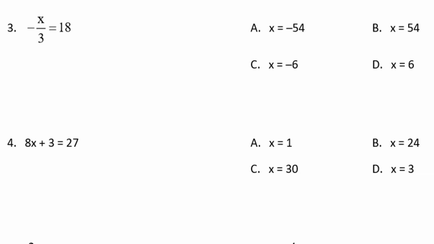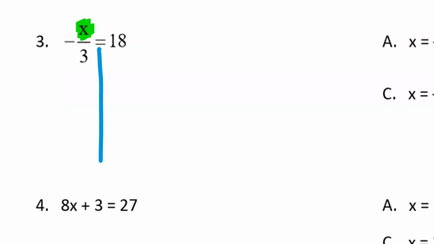Number 3. Okay, same thing. We are still solving for x. So I'm going to put my boundary in. There's x. Now there's two things on the same side with x. There's the negative sign and there's the 3. The 3 is on the bottom of a fraction. So when it's on the bottom of a fraction, it's like dividing, right? So opposite of dividing is going to be multiplying. So I'm going to multiply by -3 on both sides so I can get rid of the negative sign and I can get rid of the 3.